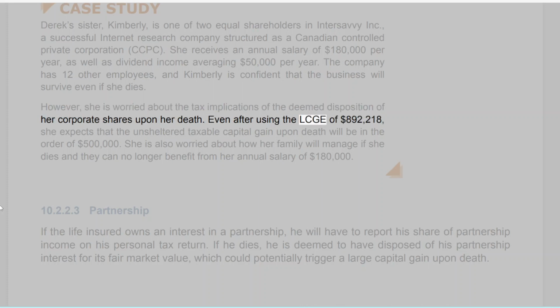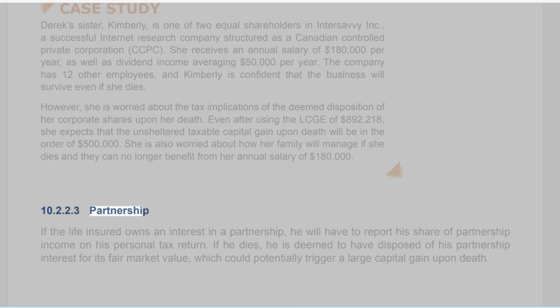Even after using the LCGE of $892,218, she expects that the unsheltered taxable capital gain upon death will be in the order of $500,000. She is also worried about how her family will manage if she dies and they can no longer benefit from her annual salary of $180,000.